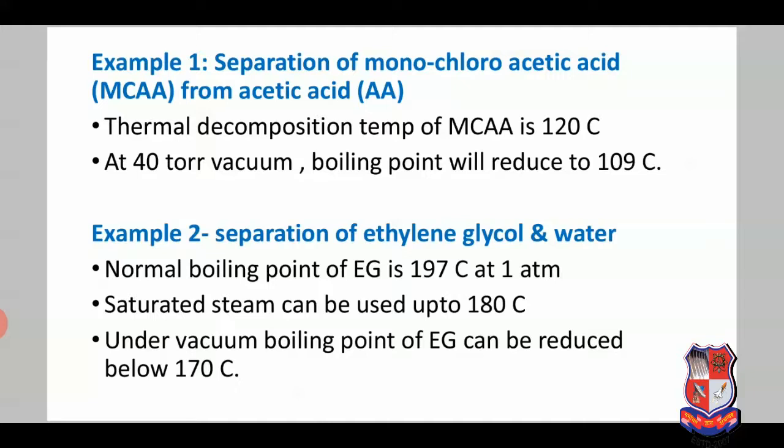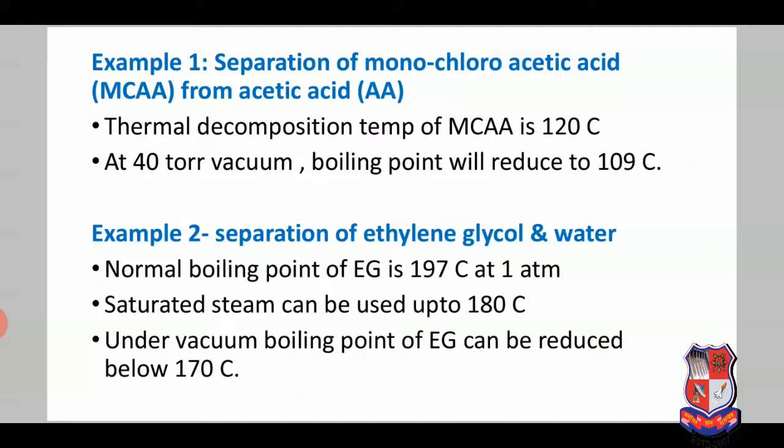Try to understand, students. Its boiling point was 190 at 1 atmosphere, but at 40 torr, its boiling point is reduced from 190 to 109. So this is the beauty of vacuum distillation. And one more advantage I have covered, that is you don't need higher types of heating medium. You can use saturated steam as well.